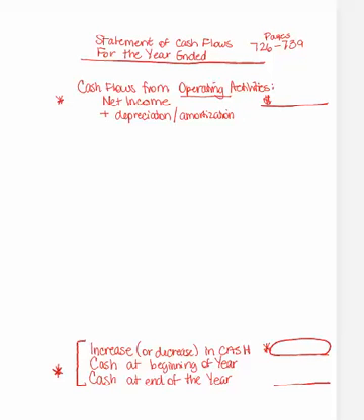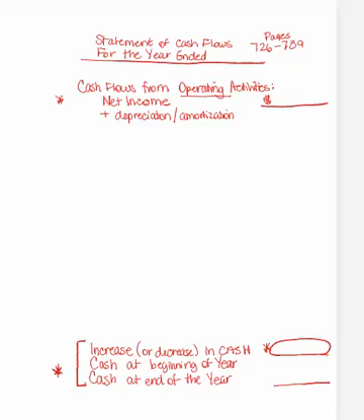Those are non-cash expenses, so they didn't bring in any cash. And so what we're going to do is we're going to add that back to net income, because even though they were expenses, they were non-cash expenses. And so we're going to add those back.